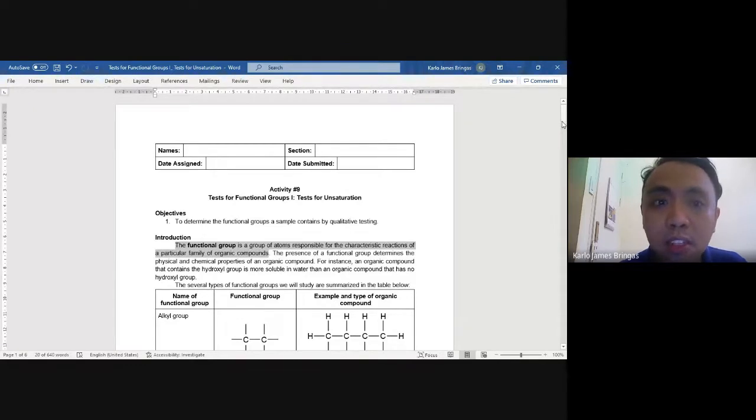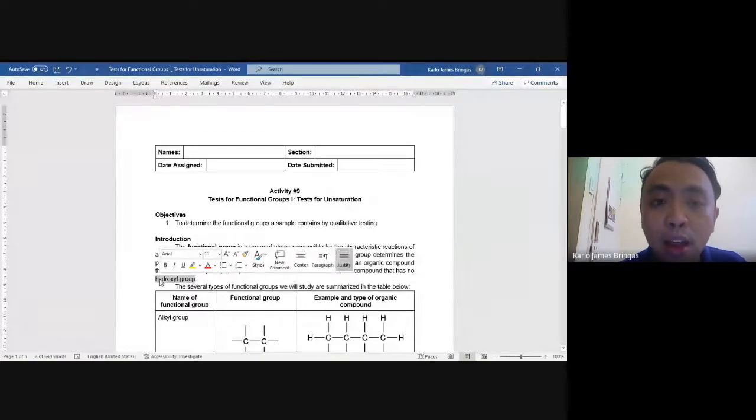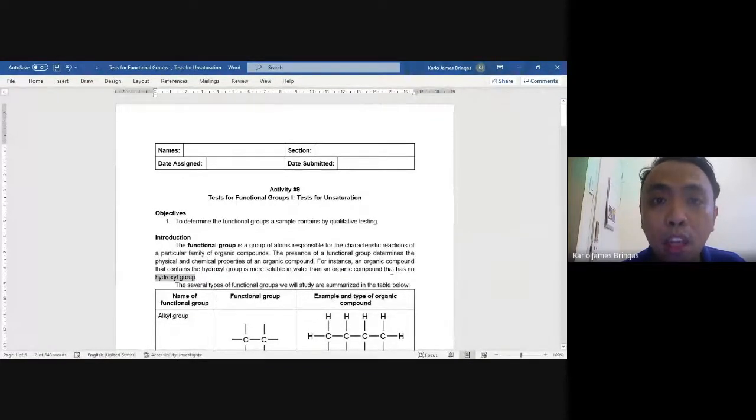So for instance, if we have our medicines, these medicines could have the presence of a hydroxyl group. The hydroxyl group allows that particular compound in our medicine to be more soluble in our blood. Thus, it's easier to be absorbed by our body. So hydroxyl groups are quite soluble in water compared to any other organic compound that has no hydroxyl group present.